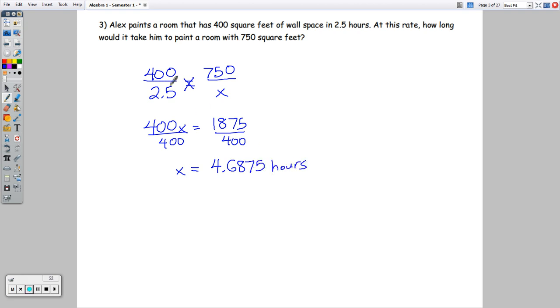And so that makes sense. It should be a little less than twice as much, since 750 is a little less than twice as much as 400. It should be a little less than twice as much time-wise if we're saying at the same rate. So 4.6875 hours, final answer right there.